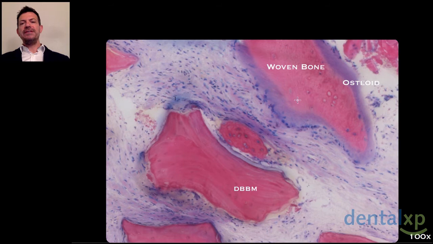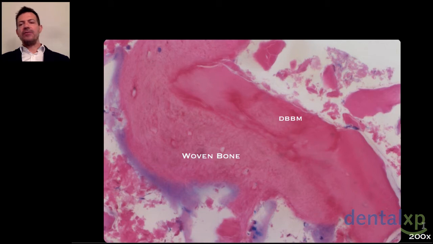This is woven bone surrounded by osteoid with a lot of osteoblasts here waiting to deliver new mineralized tissue. We still have some granules of the biomaterial. This is a granule of bovine bone mineral with some osteoclasts here that will resorb this granule. At 200 magnification, we can see here a big piece of new bone, woven bone, in direct contact with some biomaterial, some granules of demineralized bovine bone mineral.